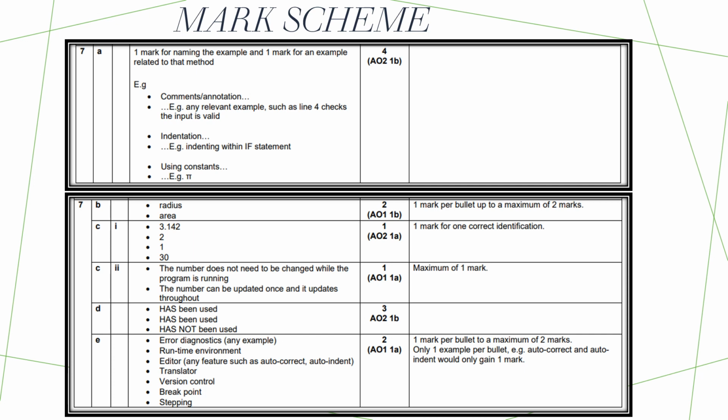For D, selection has been used and sequence has been used, but there is no repetition, there's no loops used in the program. So you should have tick for has been used, tick for has been used, and tick for has not been used.